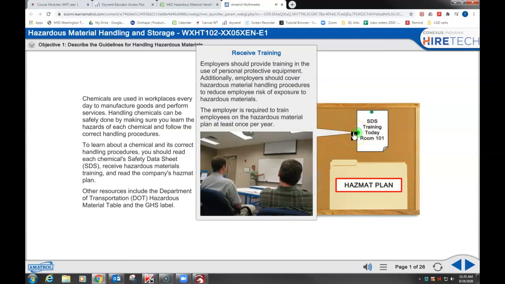Receive training. Employers should provide training in the use of personal protective equipment. Additionally, employers should cover hazardous material handling procedures to reduce employee risk of exposure to hazardous materials. The employer is required to train employees on the hazardous material plan at least once per year.